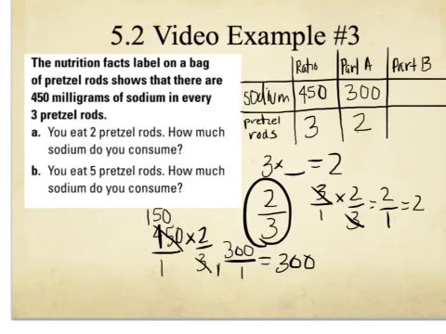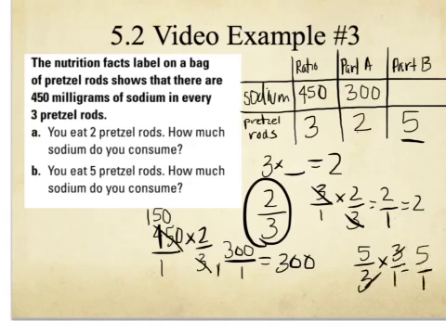For Part B, we have to do the same thing, but this time you're eating 5 pretzel rods. So then you have to figure out what the multiplier is there. 3 times something equals 5. Or you could just do 5 divided by 3, which is 5/3. So if you did 5/3 times 3, both of those cancel out to get 5/1, so then you know that that is correct.